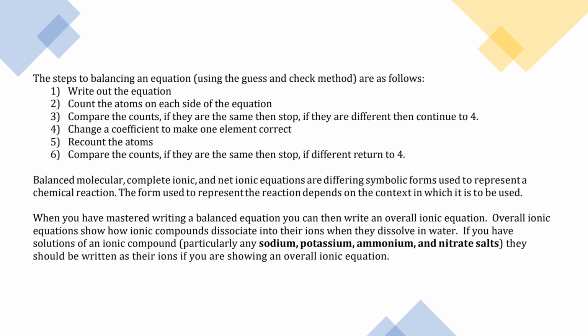When you have mastered writing a balanced equation, you can then write something called an overall ionic equation. Overall ionic equations show how ionic compounds dissociate into their ions when they dissolve in water. If you have solutions of an ionic compound, particularly any sodium, potassium, ammonium, and nitrate salts, or the SNAP salts, they should be written as their ions if you are showing an overall ionic equation.